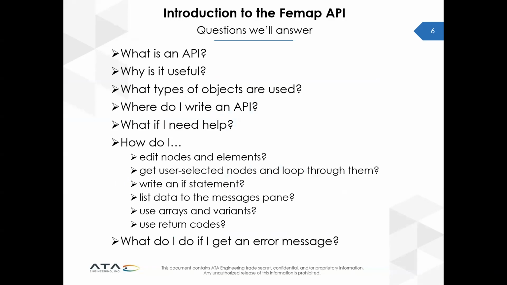The things we'll be talking about are: what is an API? Why is it useful? What are the types of objects used? Where do you go to write an API? And what do you do if you need help? Then we'll get into some gritty nuts and bolts and some coding and show you how to edit nodes and elements using the API, get user-selected nodes and loop through them, write if statements, list data to the messages pane, use arrays and variants in your code, and use return codes.